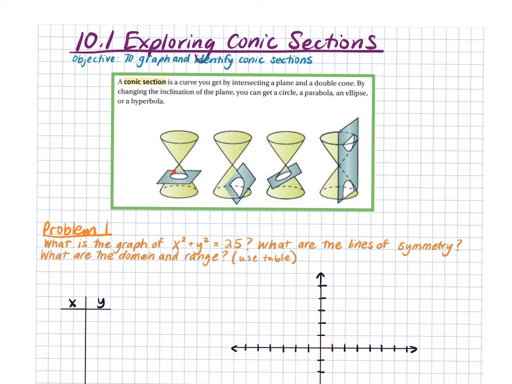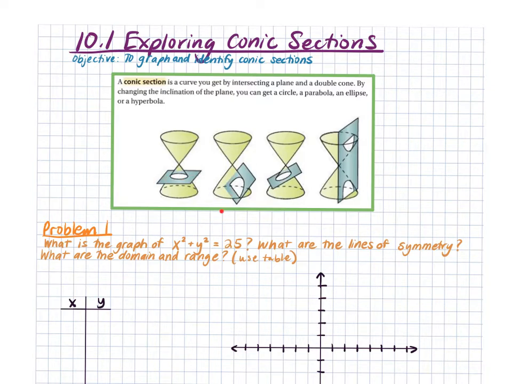So this green thing here is a double cone. Picture two ice cream cones touching at the tip. This is a double cone. If you change the inclination of the plane, which way you cut through, you can imagine this plane cutting through this double cone in any spot. If it's just parallel to the base here, it becomes a circle.